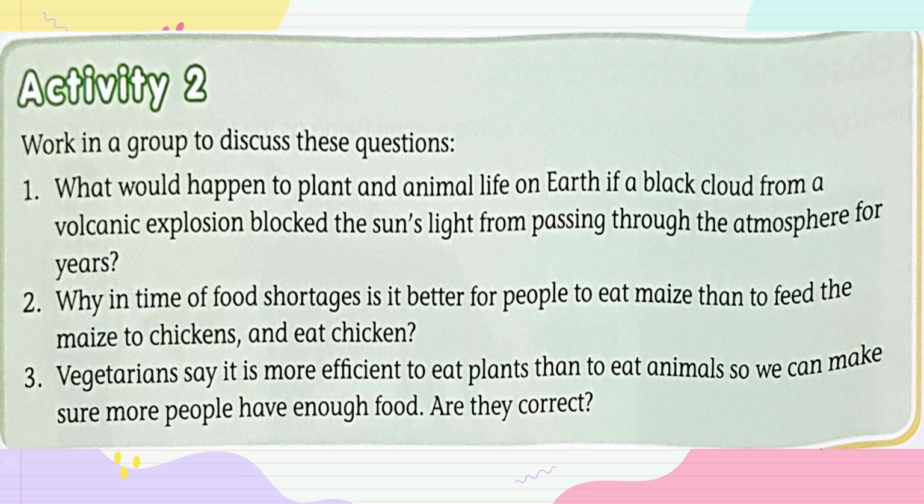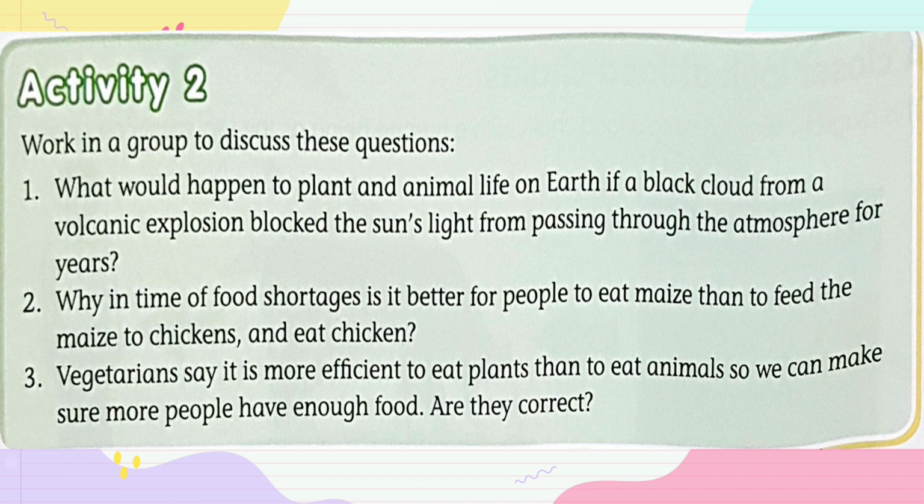Now number 3. Vegetarians say that it is more efficient to eat plants than to eat animals, so we can make sure more people have enough food. Are they correct? Do you think they are correct? If you just look at the second question, we can say that eating plants is efficient because we get more energy. But what do you think? Will people have enough food?